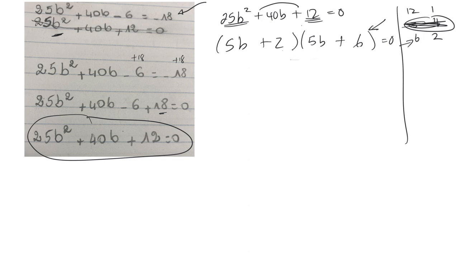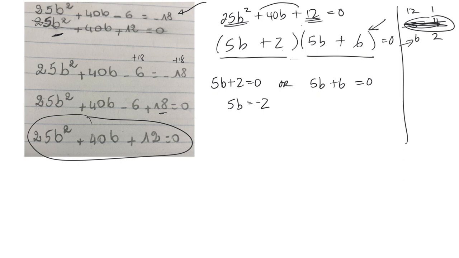now since I've made it equal to 0, either this factor or this factor is equal to 0. So I just write them both out. 5b plus 2 equals 0, or 5b plus 6 equals 0. To solve this one, I'll subtract 2 on both sides, and then I'll divide both sides by 5. Similarly here, I'll subtract 6 from both sides, and then I'll divide both sides by 5. So there's my two answers.